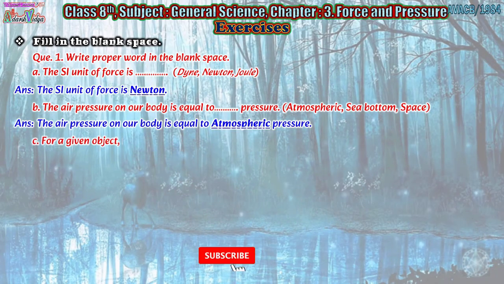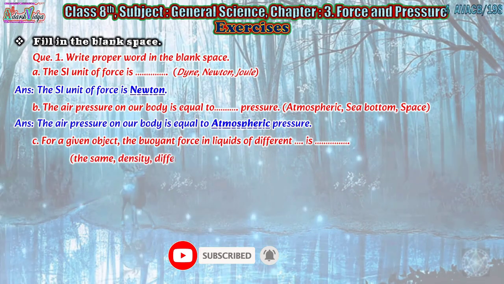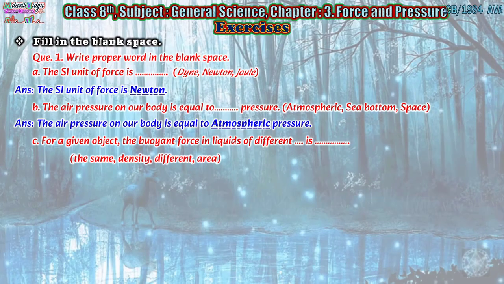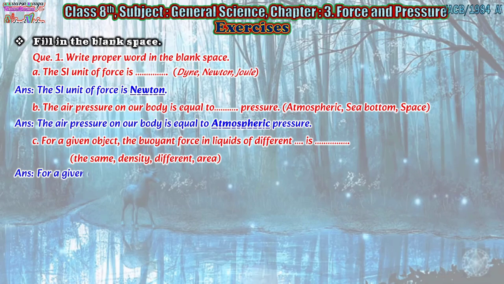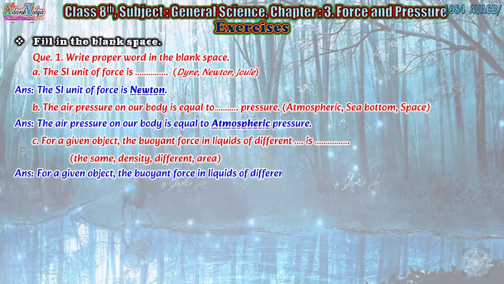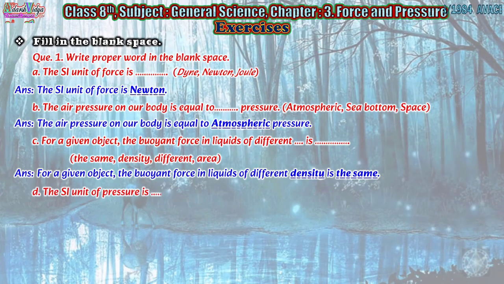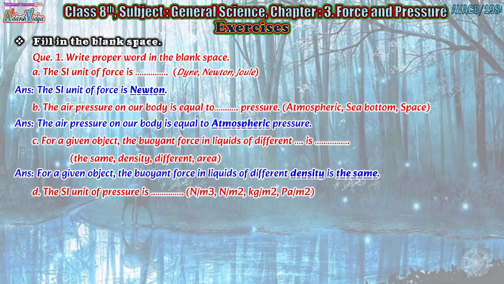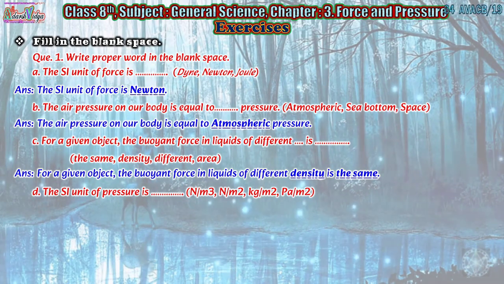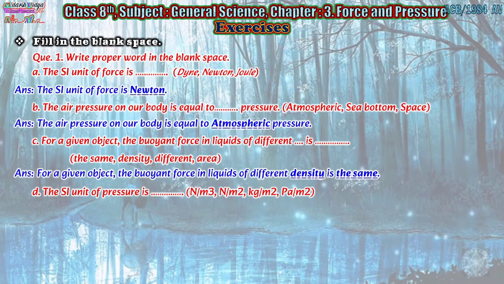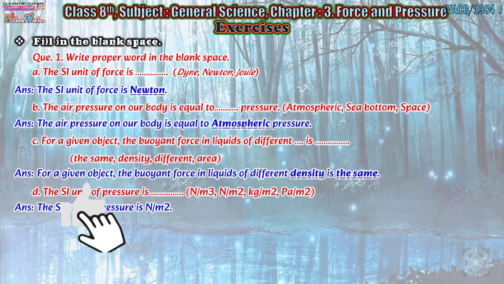C. For a given object, the buoyant force in liquids of different blank is the same. Density, different area. Answer: for a given object, the buoyant force in liquids of different density is the same. D. The SI unit of pressure is Newton per meter cube, Newton per square meter, kilogram per meter square, Pascal per meter square. Answer: the SI unit of pressure is Newton per square meter.